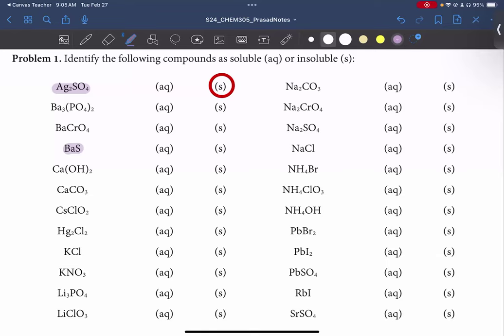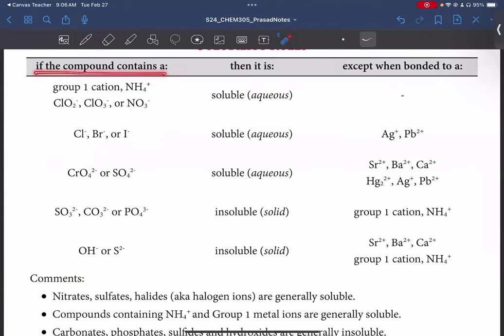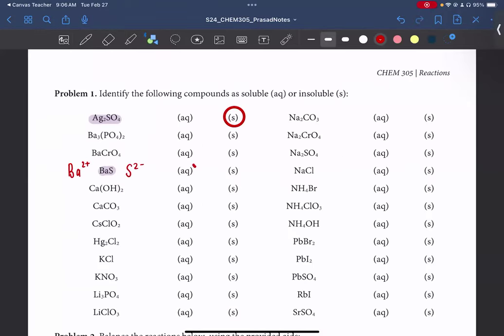Let's apply the same logic to a couple of rows down. We're looking at BaS. I've highlighted it so you can catch it. You should be able to recognize pretty quickly that there is barium 2 plus as well as sulfur 2 minus. Looking at the solubility rules table, sulfides are in the last row, the absolute last row. If the compound contains a sulfur ion, then it is insoluble. By default, it is solid, except in those cases, you can see one of the exceptions is barium, Ba. Showing here again, if the compound contains a sulfur, then it is solid. One of the exceptions is barium, which is exactly what we have in this case. So BaS is aqueous.